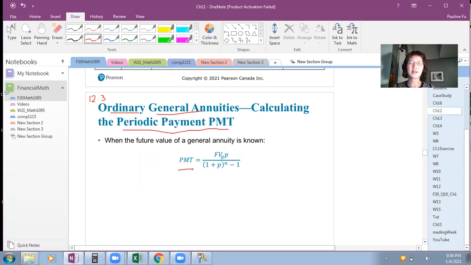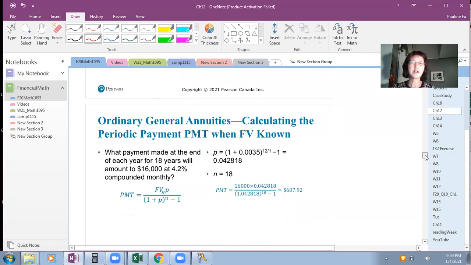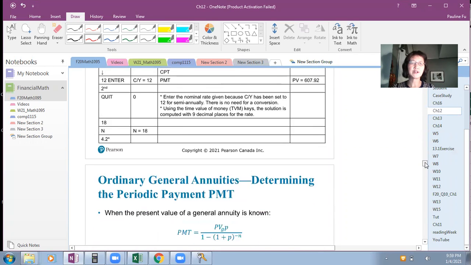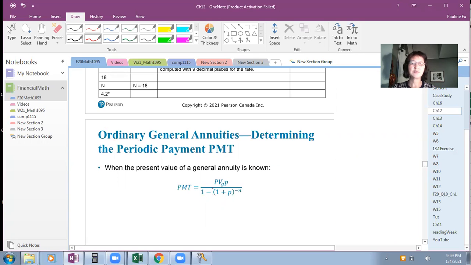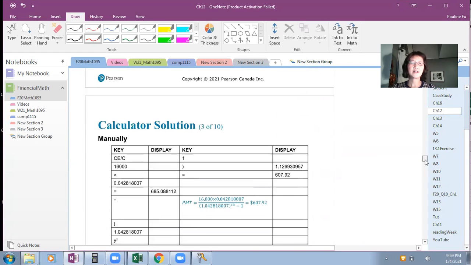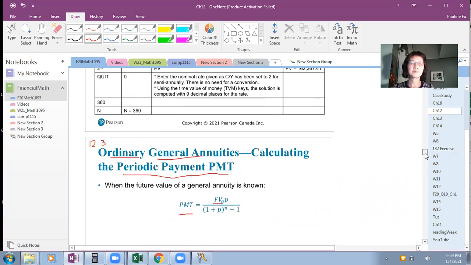This formula has a condition: when future value is given. If you are given future value, you use this formula. And if you are given the present value, you use another formula. If you are given present value, this is the PMT function. Okay. So let's take a look at an example.